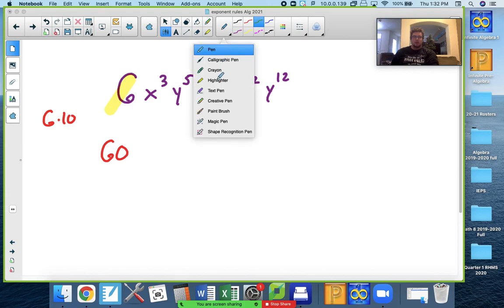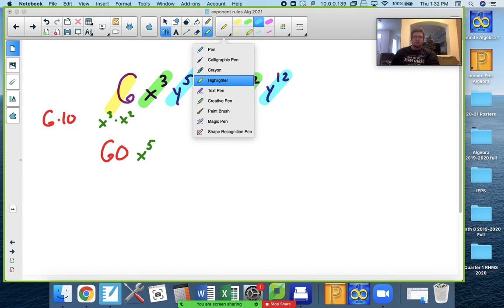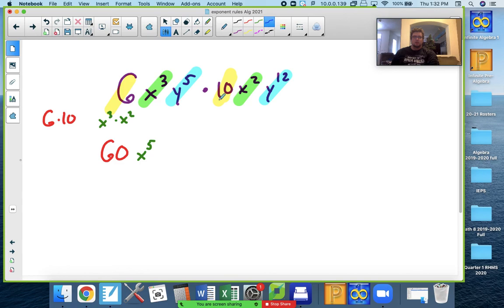We're going to take the x's, x cubed times x squared, so that gives us x to the 5th. Then we're going to finish with our y values. We get y to the 5th times y to the 12th. We add those together, we get y to the 17th. Product rule.